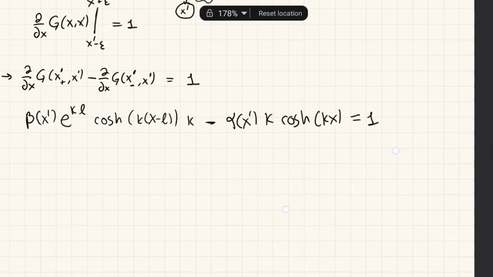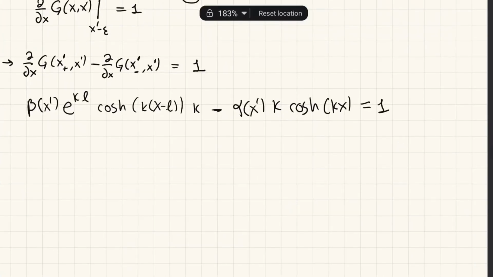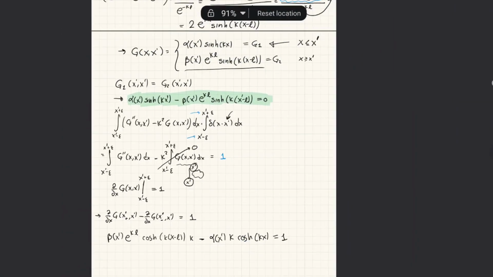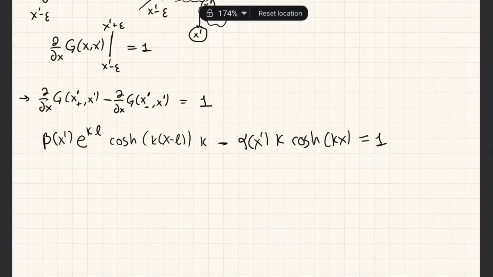Remember that in hyperbolic trigonometric functions, the derivative of the cosine is equal to the sine, not the minus sine. Like in regular trigonometric functions, we know that when we take the derivative of the cosine, we get negative the sine. Well, in the hyperbolic functions, that doesn't happen. Okay, and recall that, well, this is evaluated at x prime, right? So this x is actually an x prime.